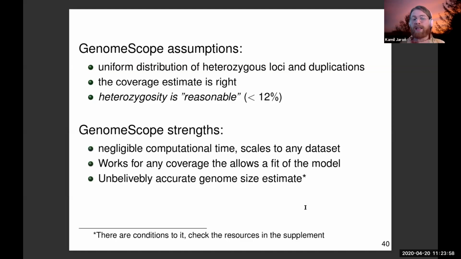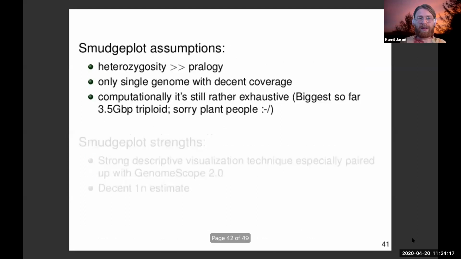However, it has negligible computational time, it scales to any size data set, and you can actually fit quite good models at quite modest coverage. And it can give really accurate genome size estimates. I don't have time to go through it, but I have a bunch of blog posts about it, and there is one really cool paper, which I linked in the supplement.